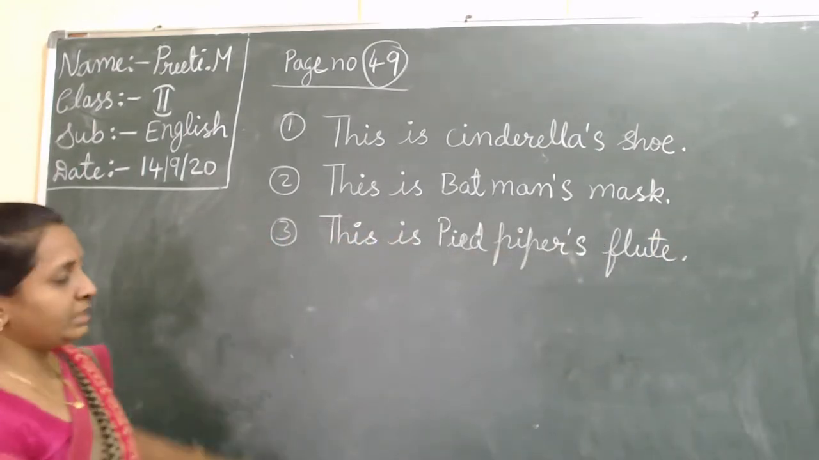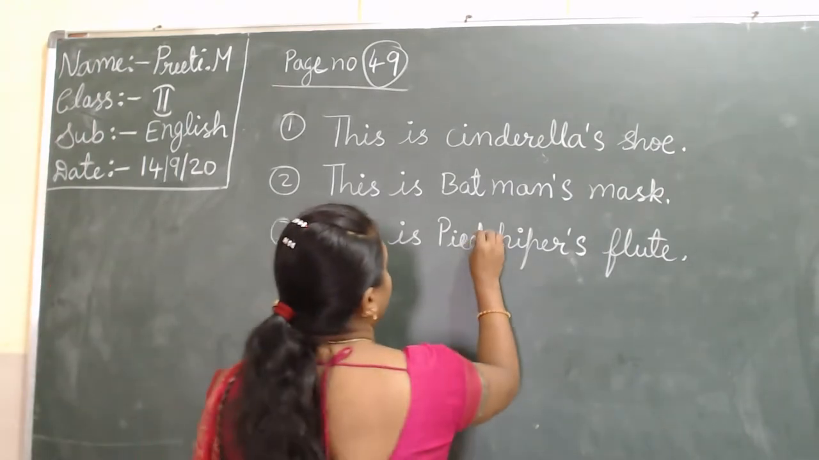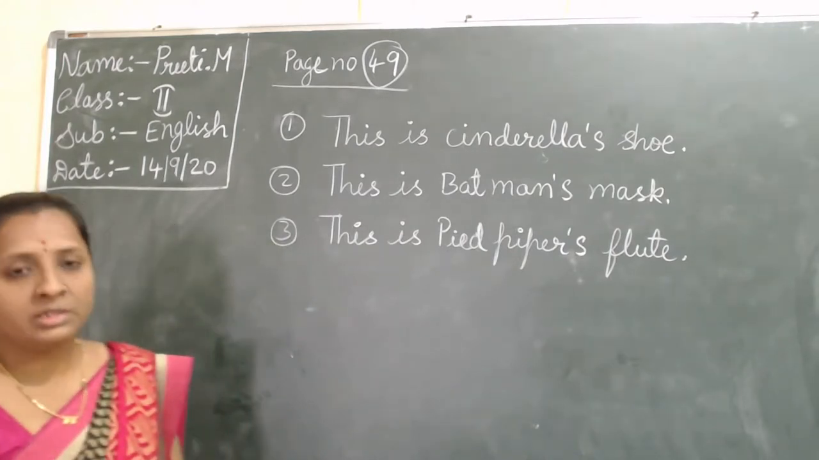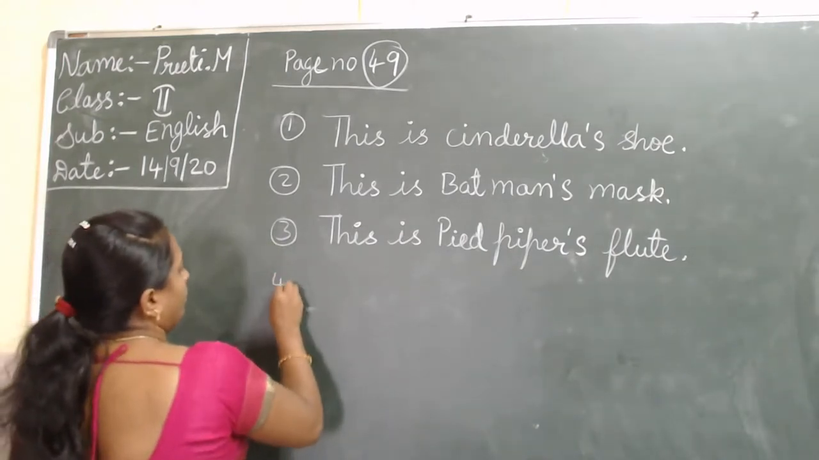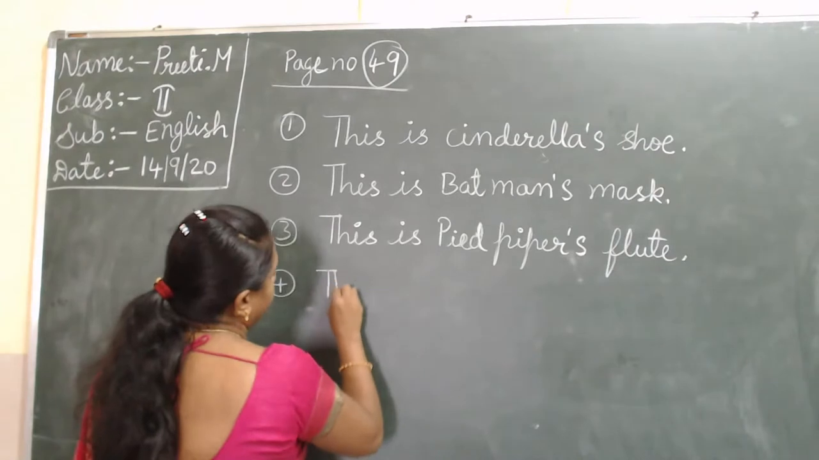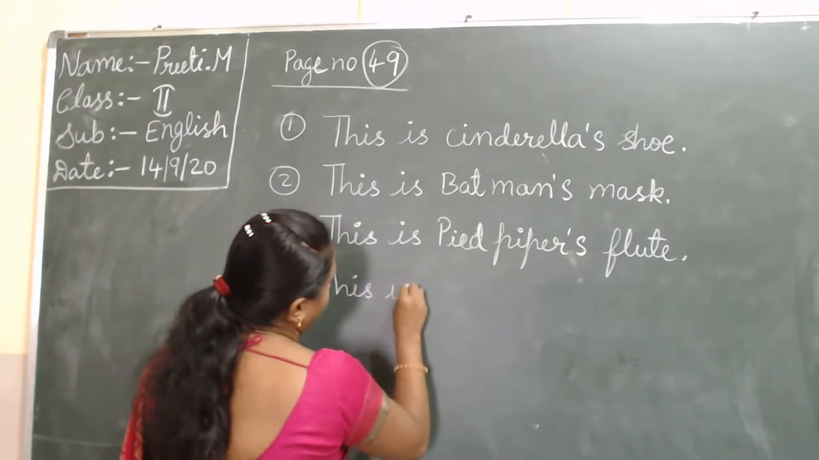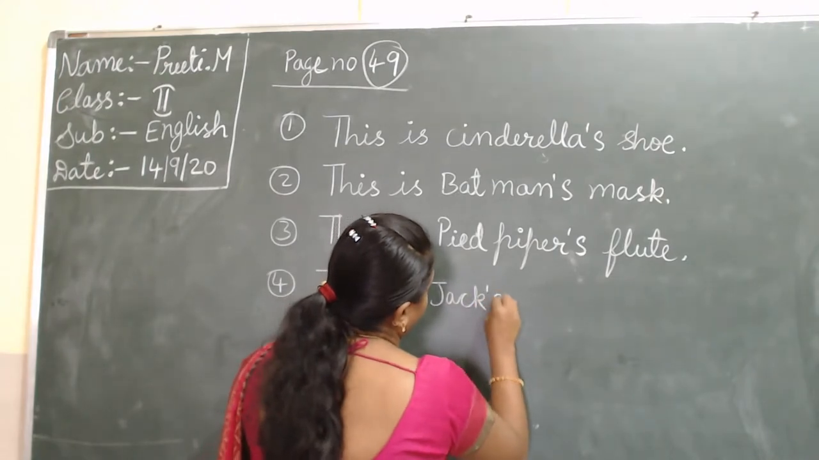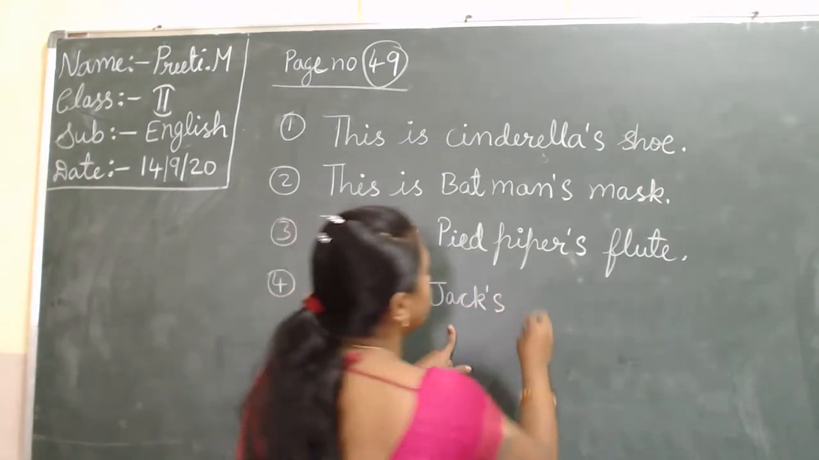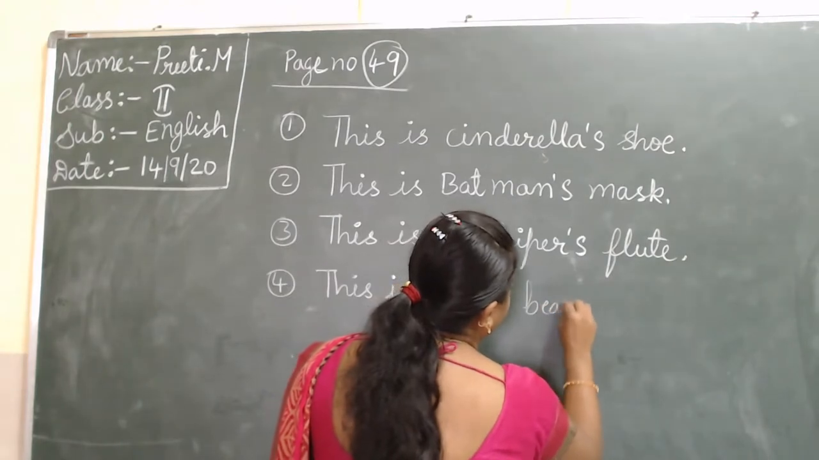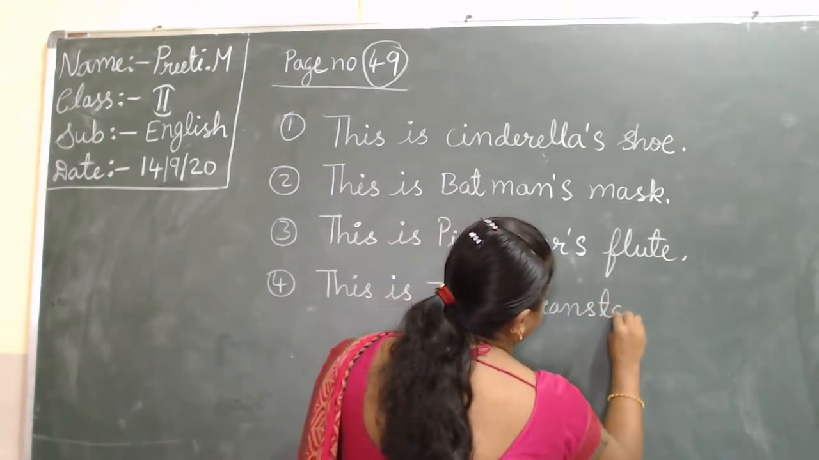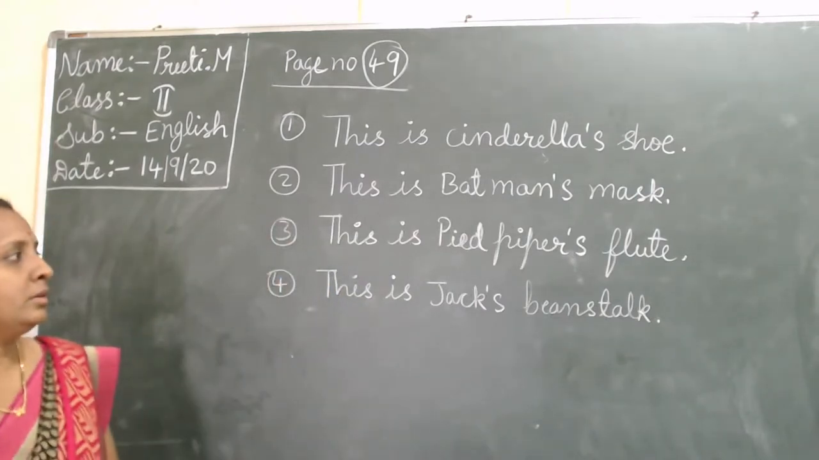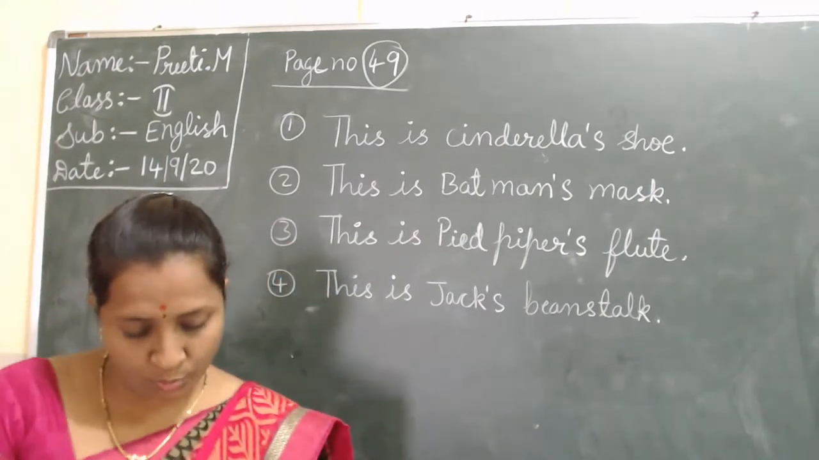Okay. Now, next picture. What is the next picture, children? Which character is the last? Jack. Fourth one. This is Jack's beanstalk. Okay. Write it in your studio book, children.